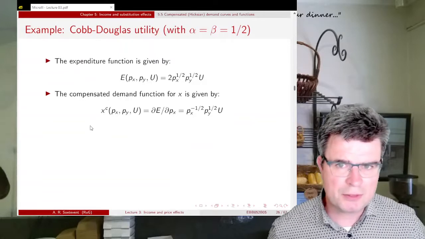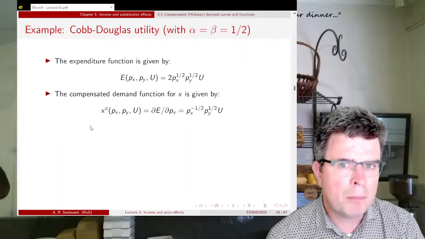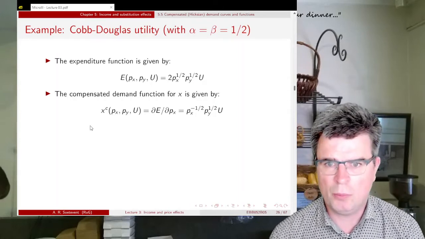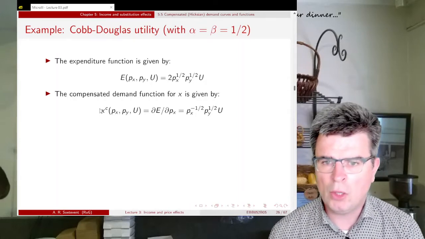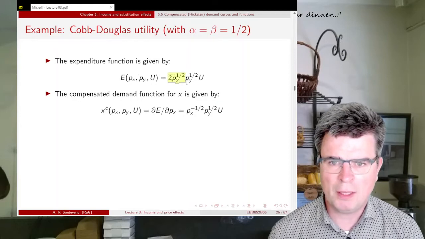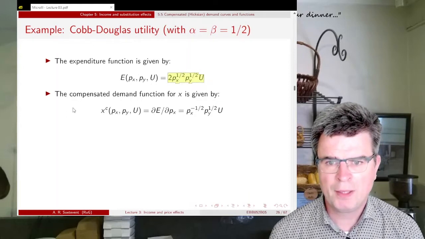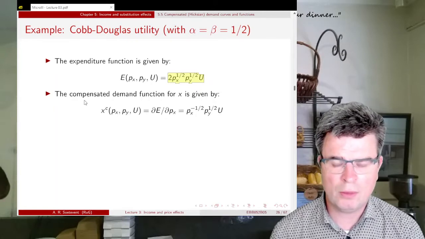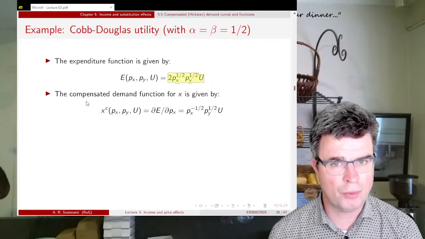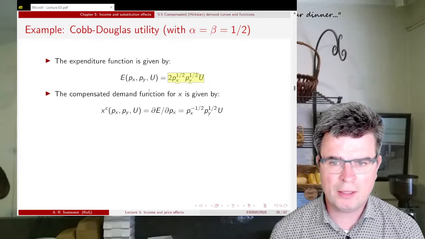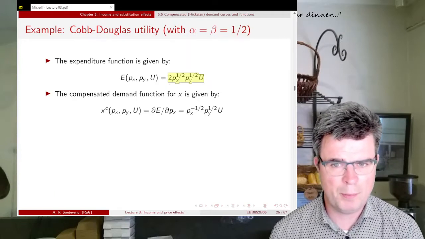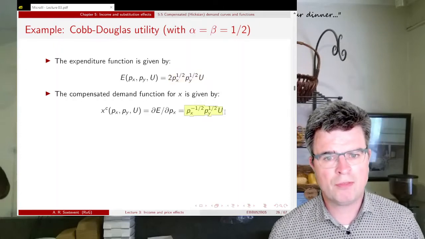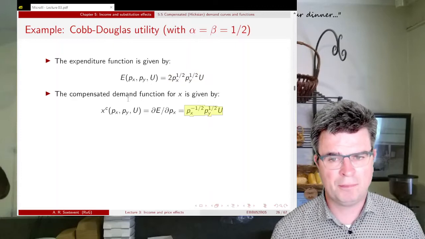Okay, so let's do an example. Let's take an easy Cobb-Douglas function where we take the parameter values alpha and beta equal to 1/2. Then our expenditure function is given by the expression that we have over here. And knowing the expenditure function, we can easily find the compensated demand function for good x by differentiating the expenditure function with respect to px. So that's an easy thing to do. And we arrive at the following expression.